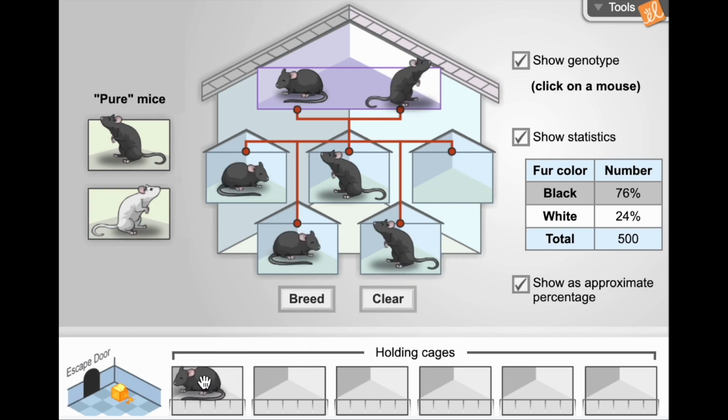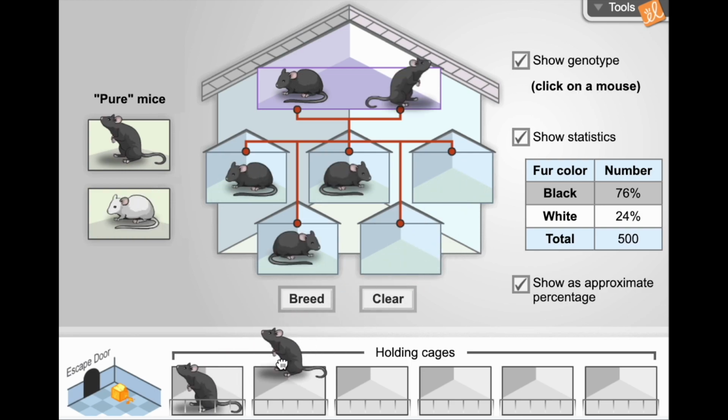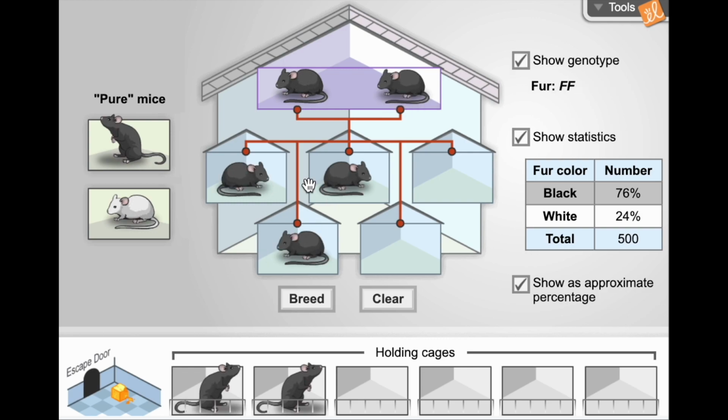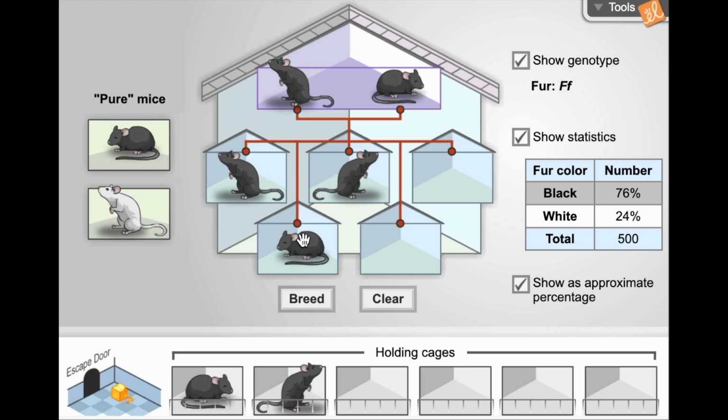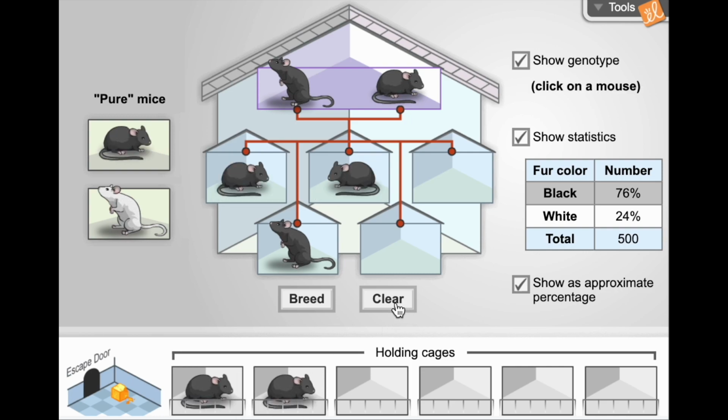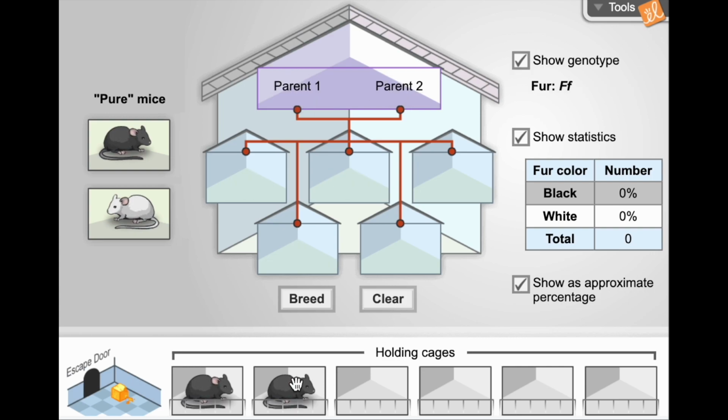So here I have a heterozygous. I'm going to definitely grab one of the heterozygous and another heterozygous. As I look through all of these, I notice that I have two of the offspring that are homozygous dominant, and I have one of the offspring that is heterozygous, and I have two more that are heterozygous as well. I'm going to go ahead and clear the cage.